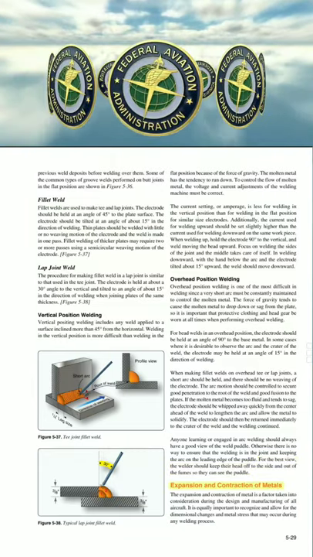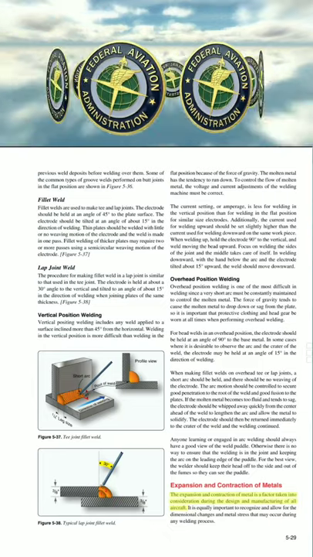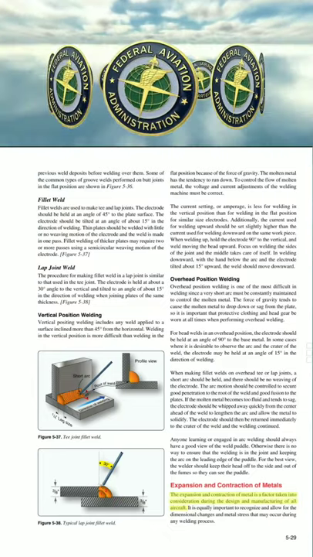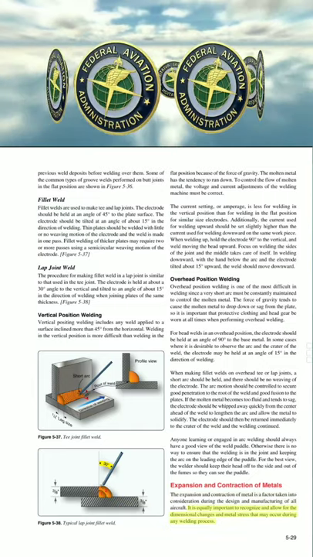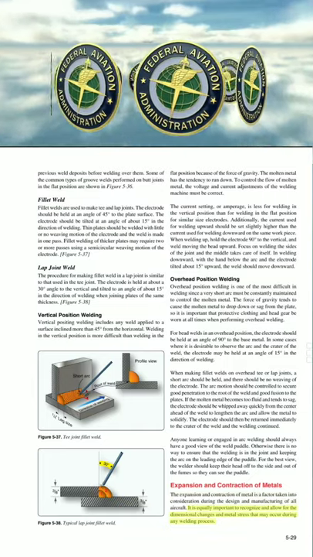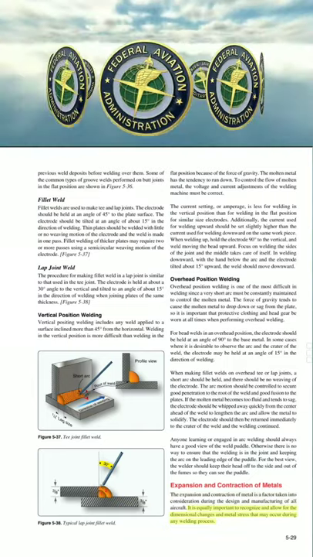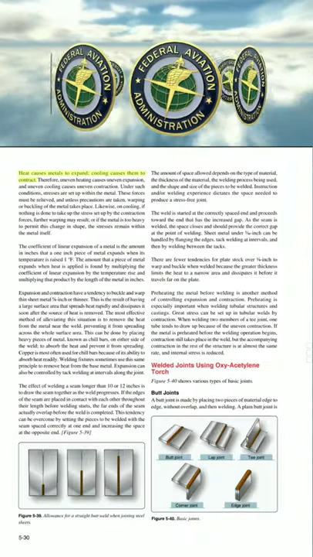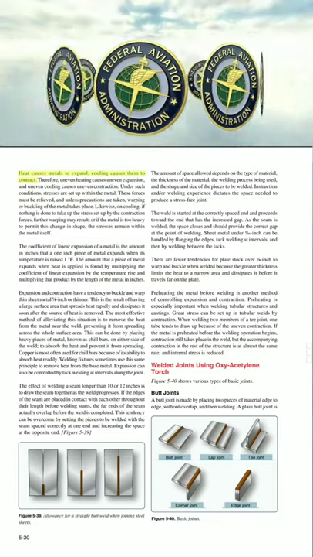Expansion and contraction of metals. The expansion and contraction of metal is a factor taken into consideration during the design and manufacturing of all aircraft. It is equally important to recognize and allow for the dimensional changes and metal stress that may occur during any welding process. Heat causes metals to expand. Cooling causes them to contract.